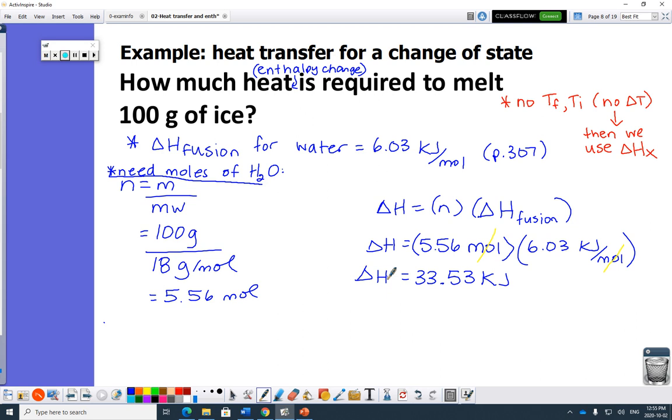So sometimes this would be part A. Part B would say, is it endo or exothermic? So you could talk about melting requires energy, and now you know that if the delta H value is positive, that also means endothermic. Okay, so there's a mathematical way now also to describe what's happening.